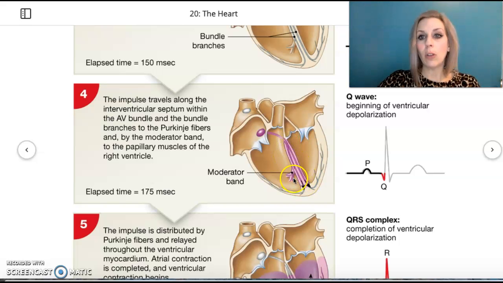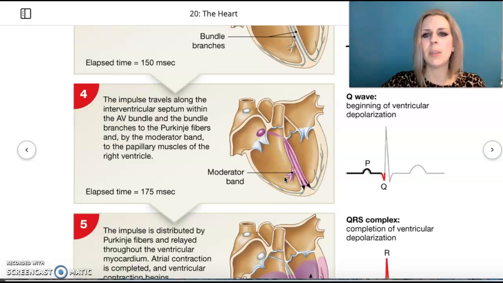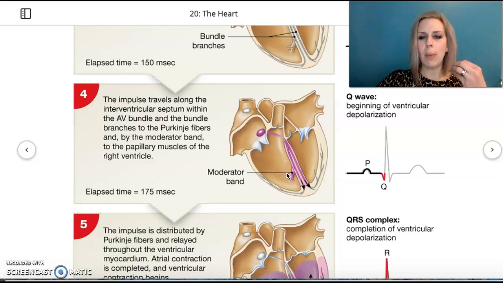the bundle, along those bundle branches. And we're heading towards the apex, and we're heading towards the Purkinje fibers at the apex. The moderator band here, which helps to pull those papillary muscles of that right ventricle, is going to be affected at this point. Okay, and that moderator band, remember, is pulling on the papillary muscles to pull on the chordae tendineae so that we can keep the tricuspid valve closed during ventricular ejection.